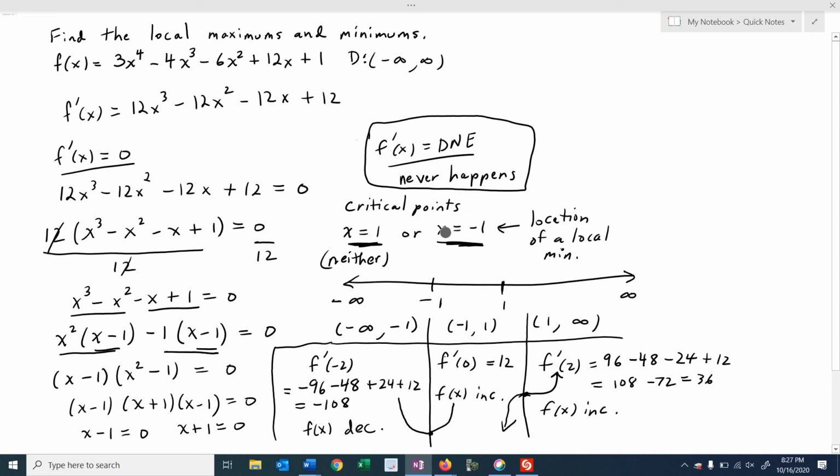Now, notice here that we haven't actually found the local minimum. We just know the location of it. So it might be a good idea to go ahead and find what that local minimum value is. Remember, the local minimum is actually the y value at this particular x value. And so to do that, you just have to go back and plug -1 into the original function to find the corresponding y value.